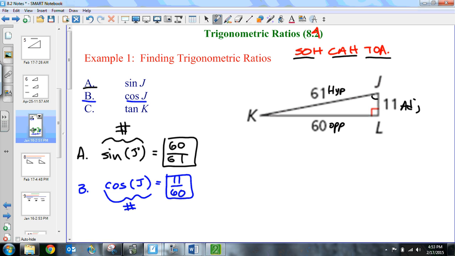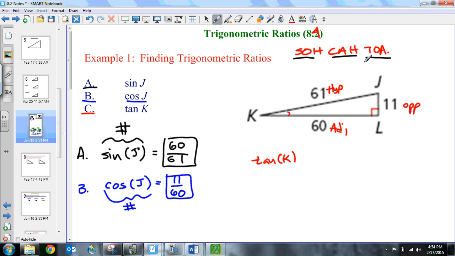Now the last one for this example is part C, which wants me to find tangent of angle K. So K is over here, so we need to switch our thought process for a second. I'm going to erase what I had for the other sides, because that was in relation to angle J. So now we need to switch gears, and we need to go, okay, here's angle K. Now, if I look at angle K, this is still my hypotenuse. This side length here is my adjacent side. And then this side over here is my opposite side. So things have switched. The opposite side and the adjacent side have now switched. The hypotenuse is the same.